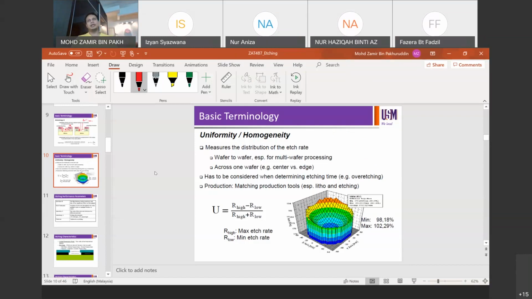So it can be across the wafer, within one wafer. It can be across a couple of wafers in one batch, like this wafer to that wafer. It can be across batches as well: batch 1, batch 2, batch 3. It can be across different equipment as well: etching equipment 1, etching equipment 2, and 3. How uniform are they in terms of the etching capability?